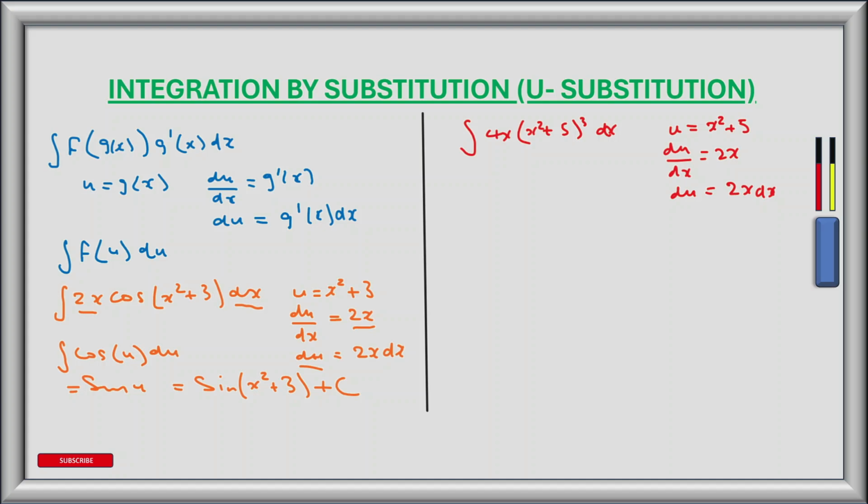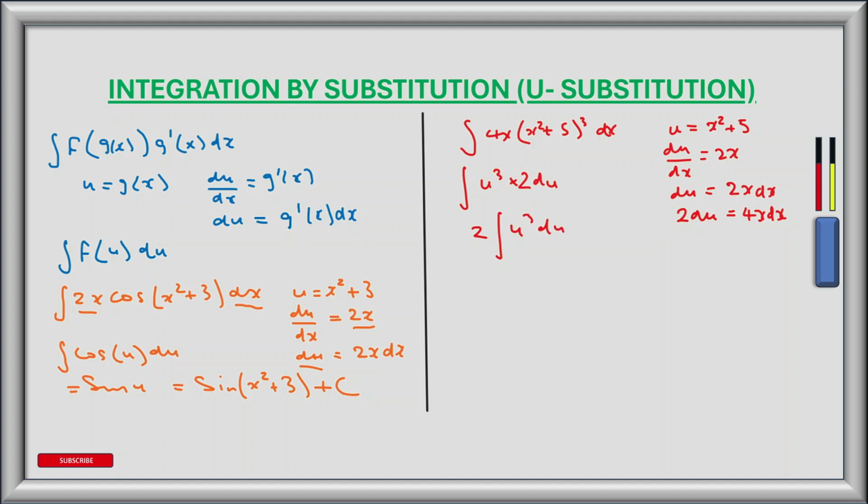So if we multiply both sides by 2, we get 2 du equal to 4x dx. So now we have it in the correct form. So let's do our substitution. Now we have the integral. x squared plus 5 is u. We have u to the power of 3. And 4x dx is 2 du, so that's multiplied by 2 du. So we have 2 times the integral of u to the power 3 du.